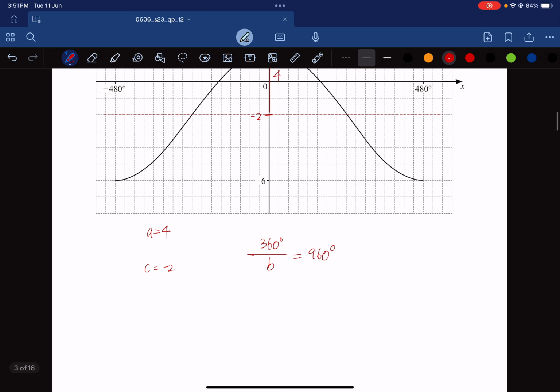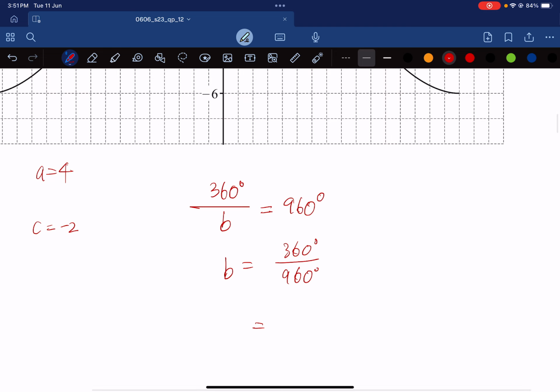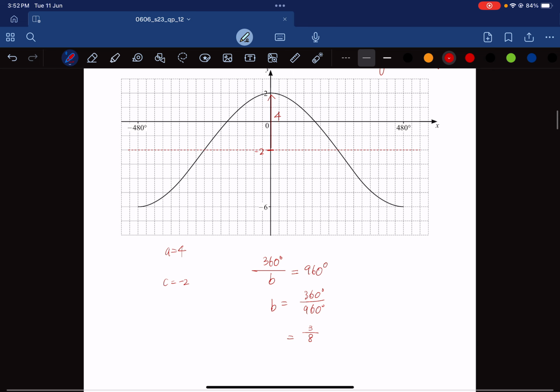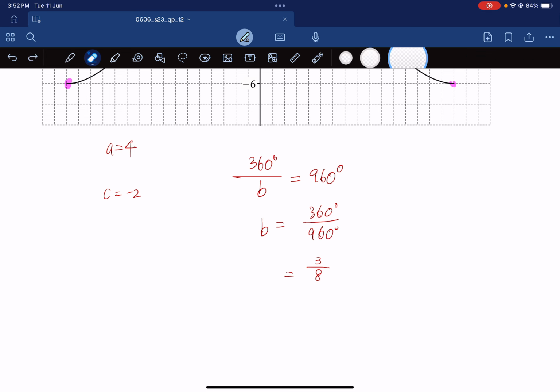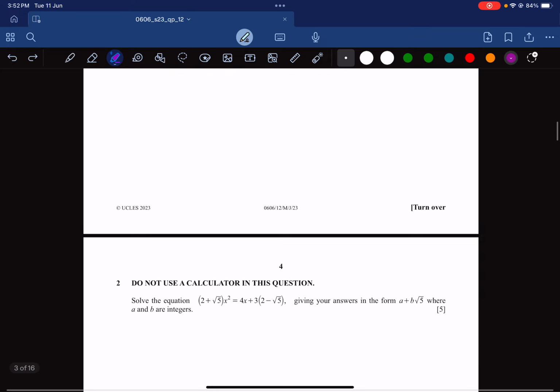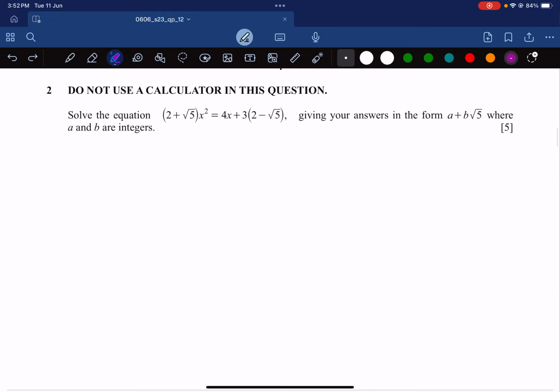So B would be 360 divided by 960. The common factor would be 120. Divided by 120, 360 is 3 and 960 is 8. We need to realize that from this point to this point is one entire complete period. So the original period divided by B gives the new period. So B is 3/8.